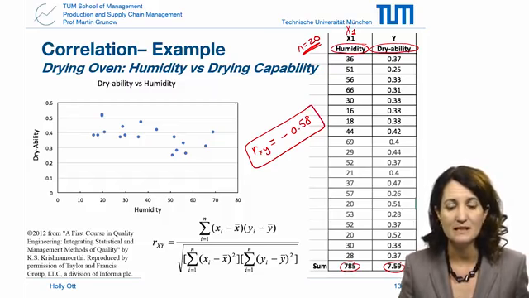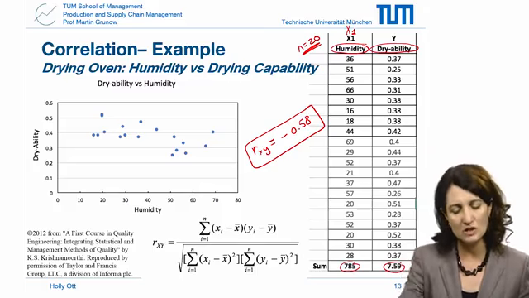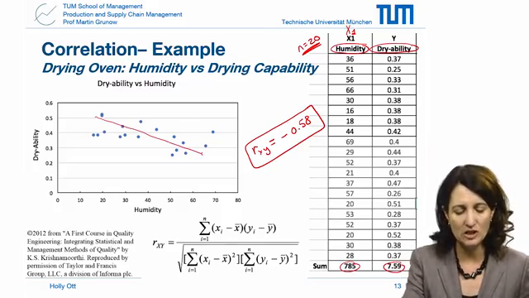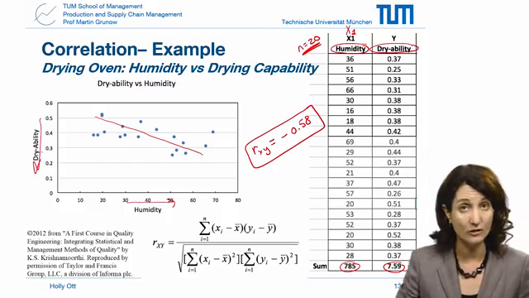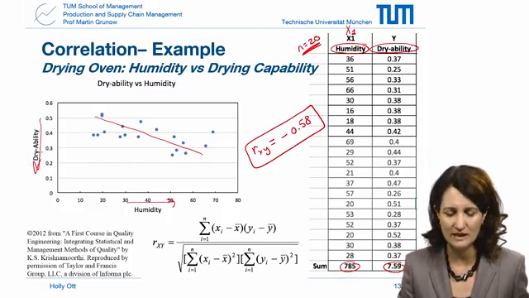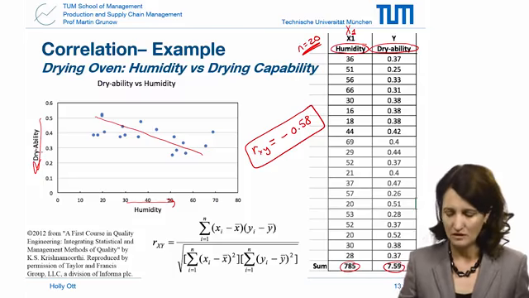So what do we see from that? First of all, you see that there is a negative correlation. You can sort of see this from the data. If you were sort of modeling it, you would say that it looks as though when the humidity goes up, the dryability goes down. But what about this minus 0.58? How does that compare to the 0.8 we had before?